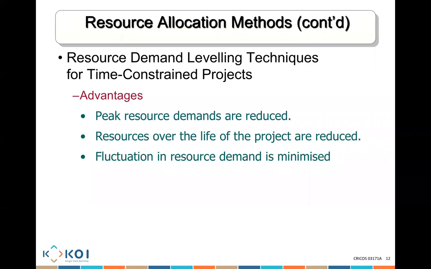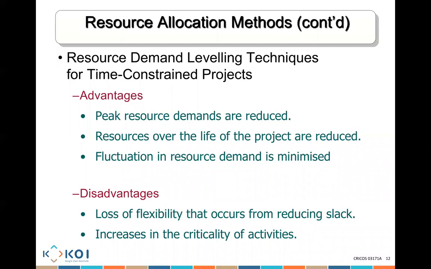Resources over the life of the project are reduced. Fluctuations in demand, up, down, are minimized. That's why we're using 2, 2, 3, 3 instead of 2, 3, 2, 3, because you want to minimize any fluctuations whatsoever in that particular sort of operation.